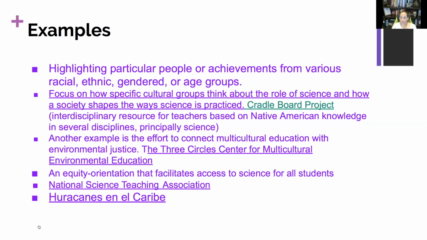Another one is making connections with multicultural education with environmental justice, and the Three Circle Center for Multicultural Environmental Education has great resources there. So check them out. I've hyperlinked all of these there. There's making sure that we have access to science for all students.